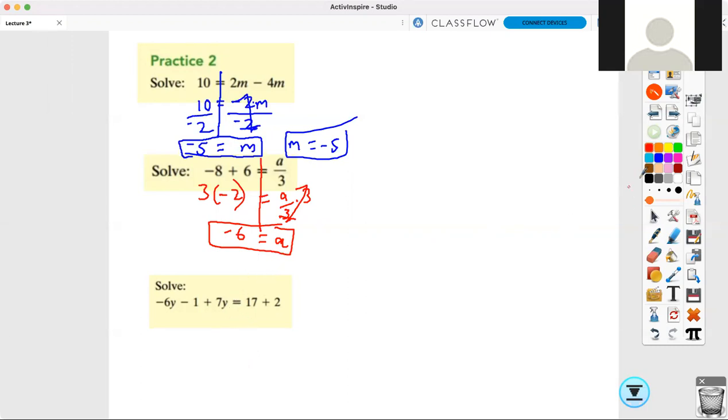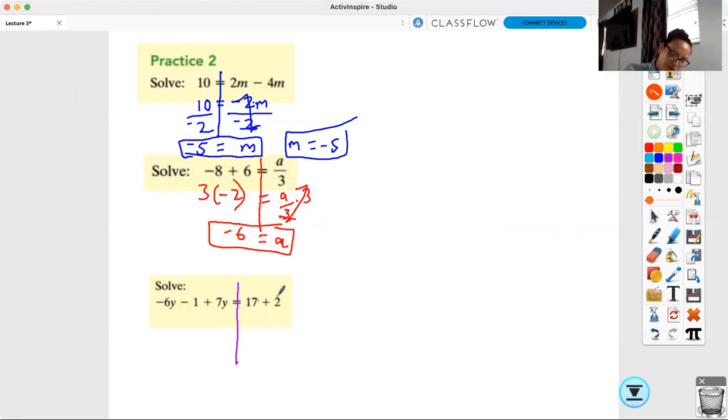Now we're on the last one, the third one. So let's go ahead and look at the right side, guys. Can I combine anything on the right side, y'all? Yes or no? Yes. What can we combine? 17 and 2, which gives us what? I put 19. That's correct. It's 19. Everyone with me? We just add the two, right?